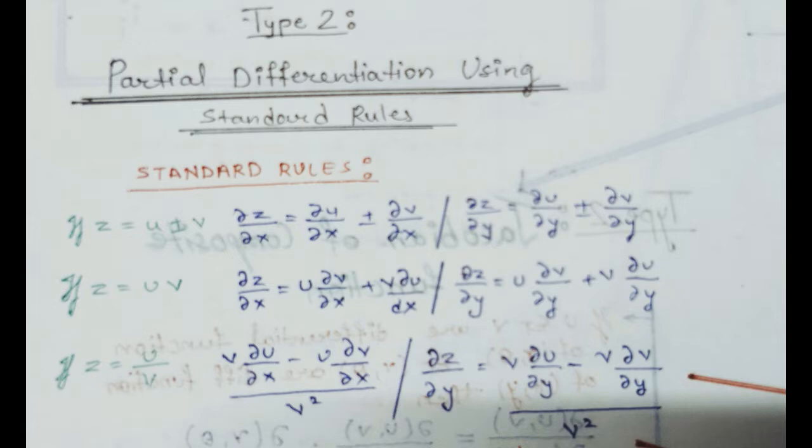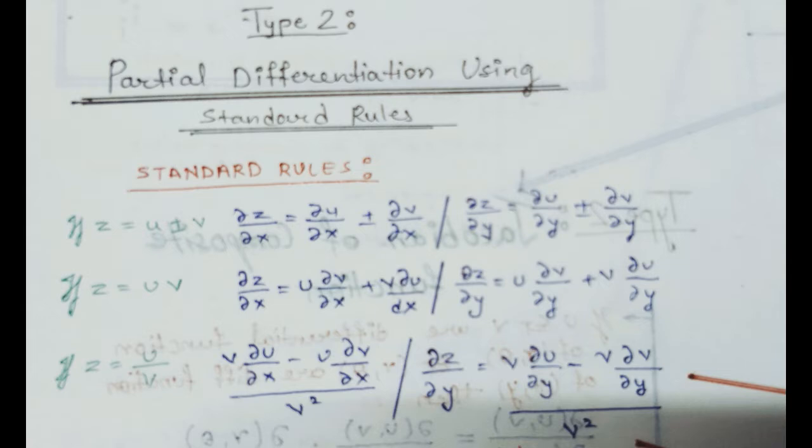dou z upon dou x can be written as v dou u upon dou x minus u dou v upon dou x, the whole divided by v squared, and dou z upon dou y can be written as v dou u upon dou y minus u dou v upon dou y, the whole divided by v squared.